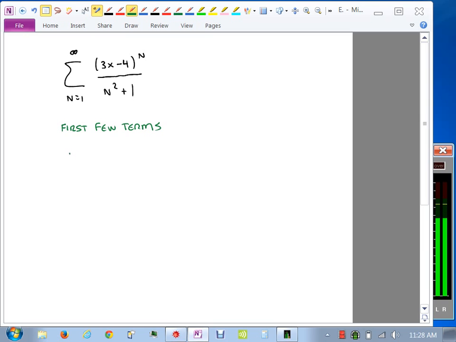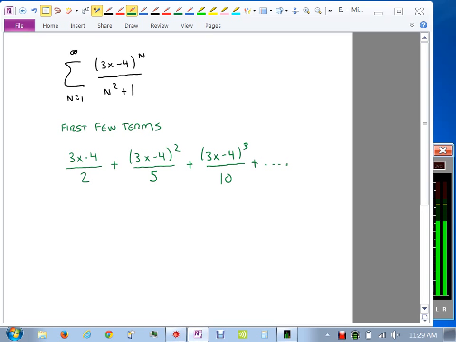First one, you plug in 1, we get (3x minus 4) to the first power over, when we plug in 1, we get 2. Then I'm going to have (3x minus 4) squared over 6. Right? No, 5. And then (3x minus 4) cubed over 10, plus... So again, that's just to give me an idea of what's going on.